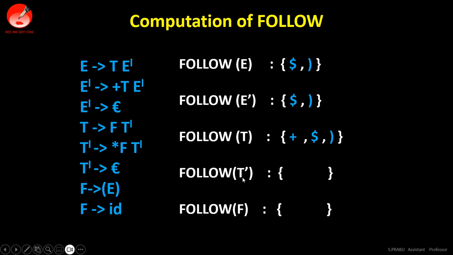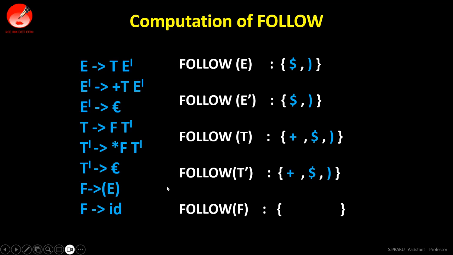Then follow of T dash. The T dash can be present in these two lines. After T dash there is no element, so follow of T can be copied into follow of T dash. So all this, plus, dollar, close bracket, can be copied here. Then come to this next one. In T dash there is no next element, so you can copy the follow of T dash into follow of T dash. So no need to do this again.